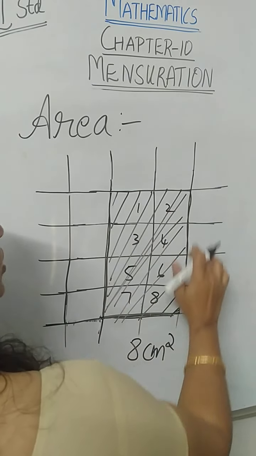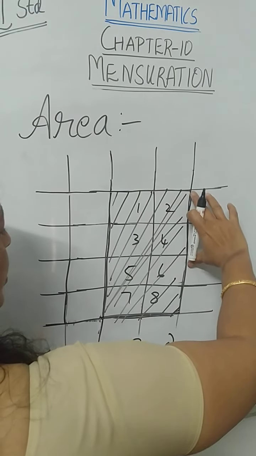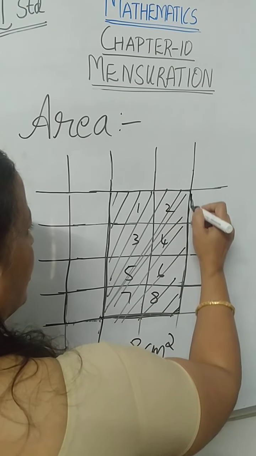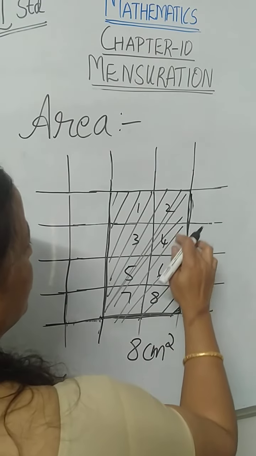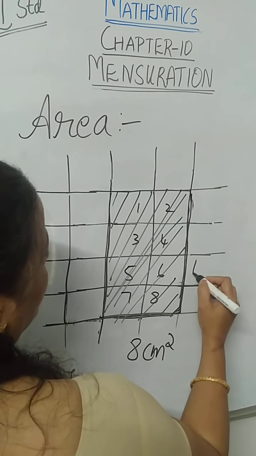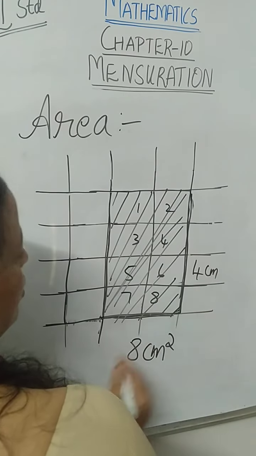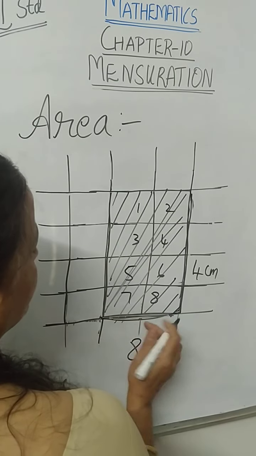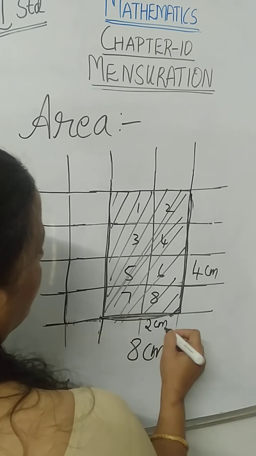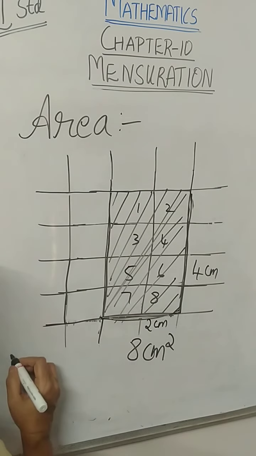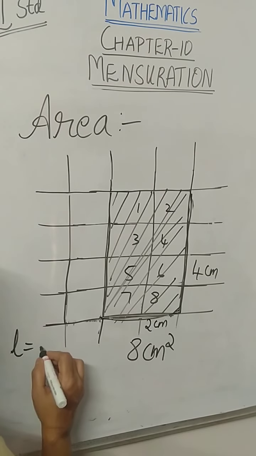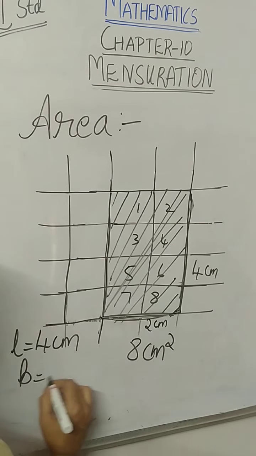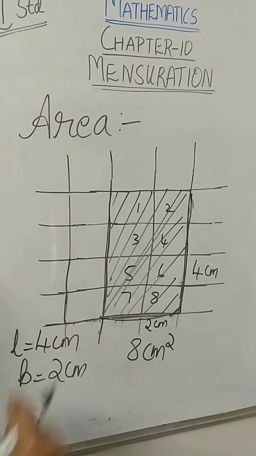Yes. Now let us see what is the length of this rectangle. Let us take this as the length. If this is the length, what is the length here? 1, 2, 3, 4. So length is 4 centimeter. What will be the breadth here? We have taken here 2 squares. So it is 2 centimeter. Length is 4 centimeter and breadth is 2 centimeter.